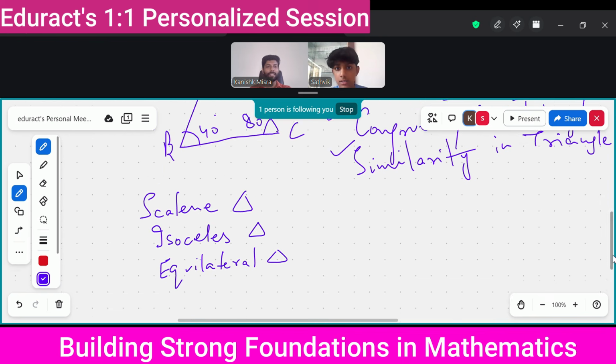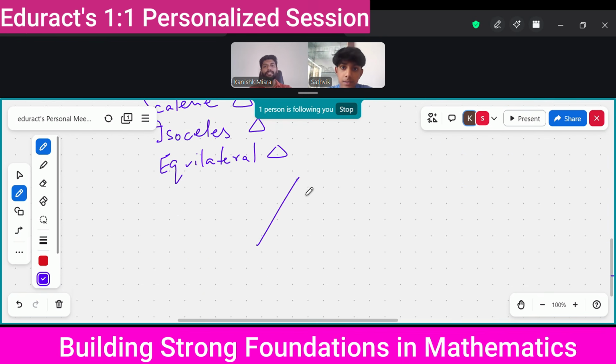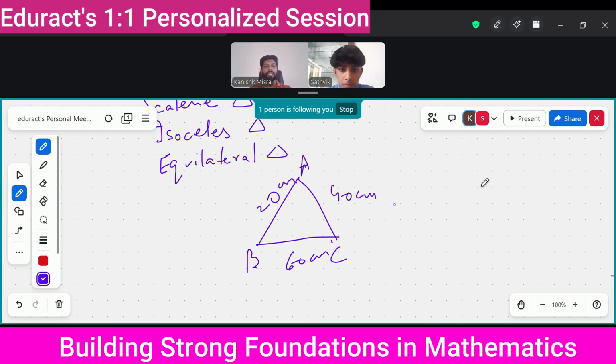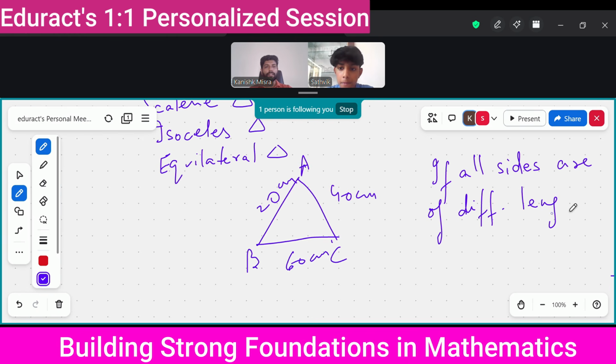Let's start from the basic. What is a scalene triangle? See, scalene means, let's say this is A, B, C. A triangle in which all the three sides are of different measure. Let's say this is 20, this is 40, this is 60 centimeter. If all sides are of different length, that triangle is scalene triangle. We are not talking about angle right now, we are just talking about side.